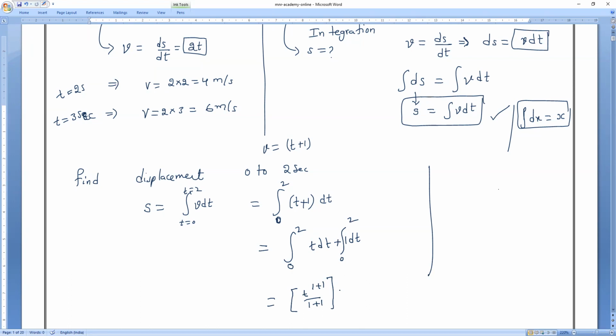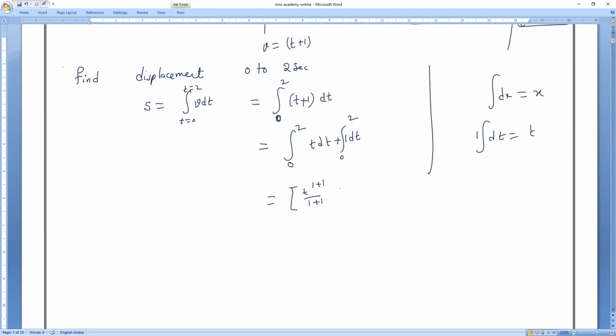What is that? Integration of dx equals x. In the same way, integration of 1 dt is equal to what? T. Yes, t, that is what you have to remember. So t power 2 divided by 2 plus t. Clear? 0 to 2 is the limit. So it will come as t square by 2 plus t, with limits 0 to 2.